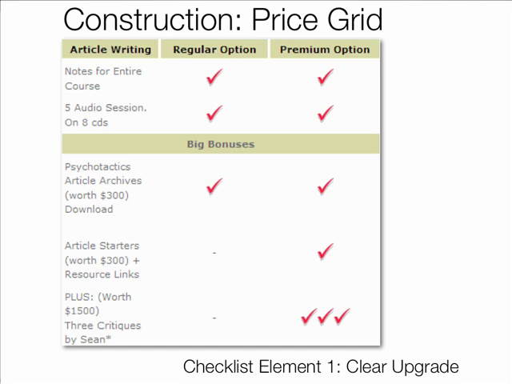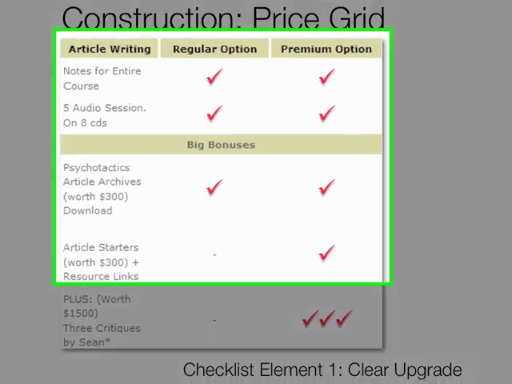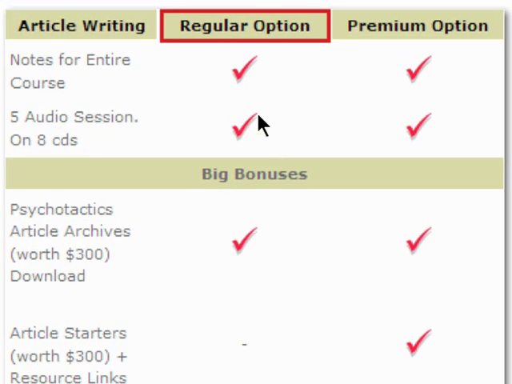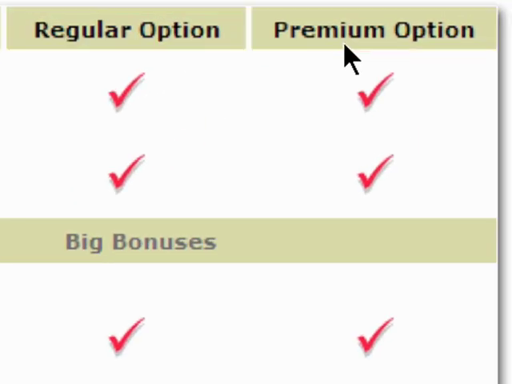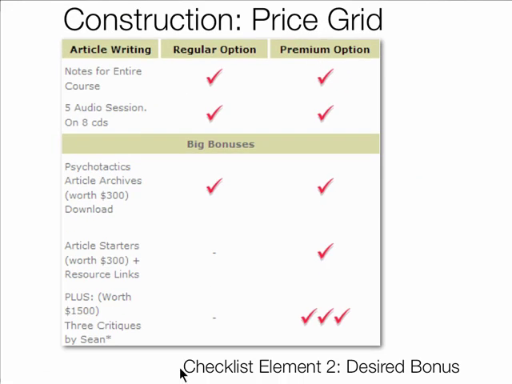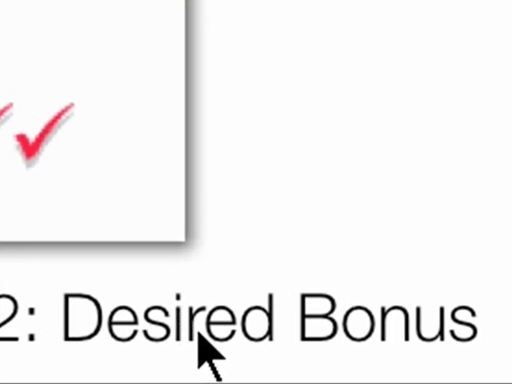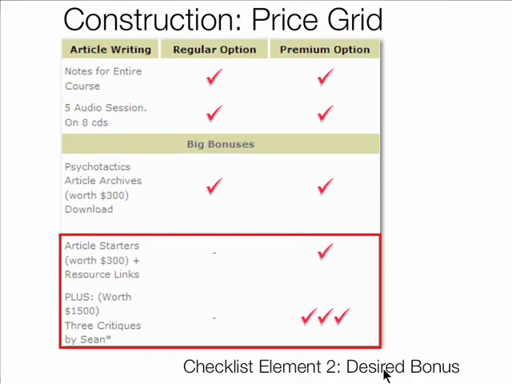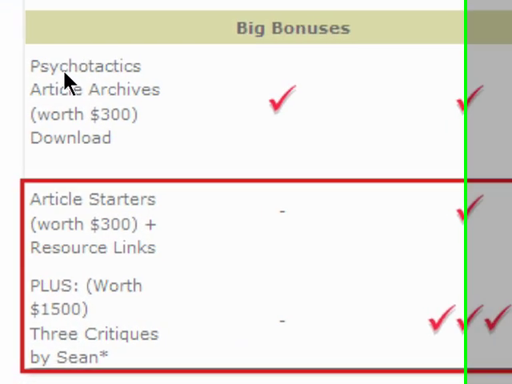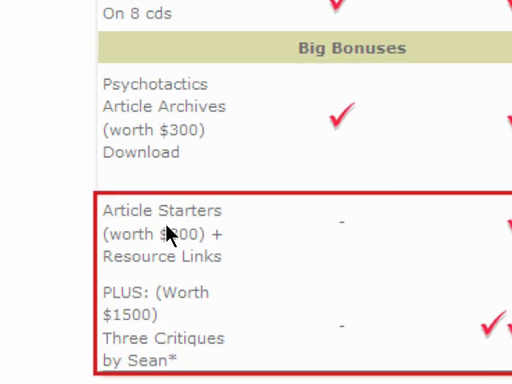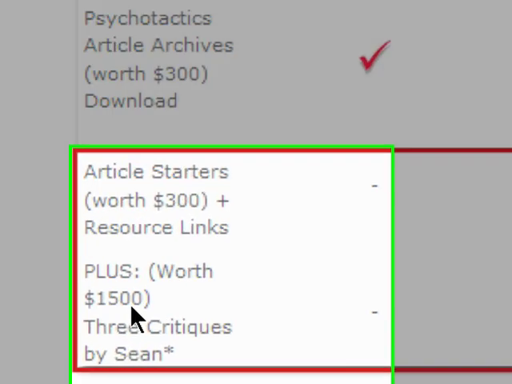The first checklist item is a clear upgrade. Can we see a clear upgrade? Absolutely. That's the regular and that one's a premium. So we can see a clear upgrade. That's checklist number 1. We look at element number 2, which is the desired bonus. Where's the desired bonus? Well, they're all over here. This whole section are the bonuses. But the really desired bonuses are sitting right here, which is 3 critiques by Sean, which is worth $1,500, and article status.